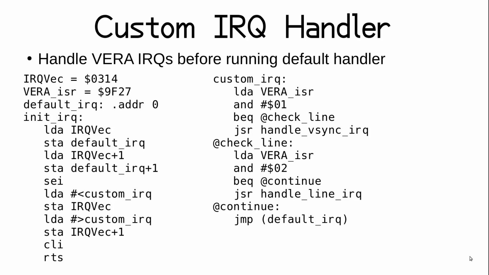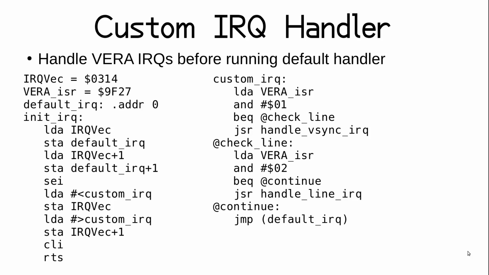Once that's called, the next IRQ will jump into custom IRQ, where we first take a look at the VERA ISR register. If the vsync bit is set, we call handle vsync IRQ, and you can just imagine what it contains. Otherwise, it will go right into checking the line bit, and then calling handle line IRQ if that is set. Finally, after each bit is checked and possibly handled, we continue on to do an indirect jump using the backed up default IRQ handler address.